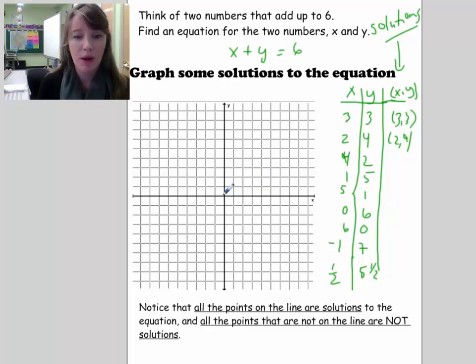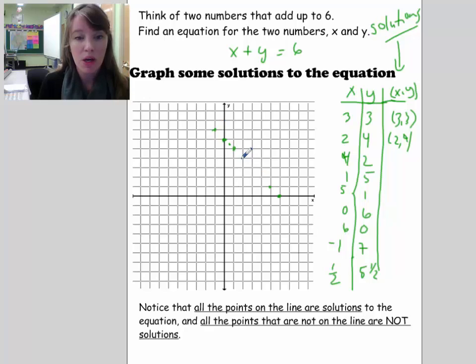So here, if I graph them, let's graph 0, 6 first. So 0, that would be 0 on the x-axis, and up 1, 2, 3, 4, 5, 6 here. And then I could also have 6, 0. So 1, 2, 3, 4, 5, 6. This is 6, 0. I could have 1, 5, that would be here, and 5, 1, that would be here. I could have 1/2 here and 5 1/2, that would come between the 2 points. I could have negative 1, 7 here.